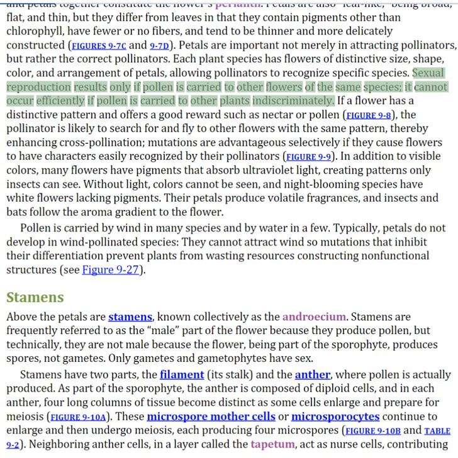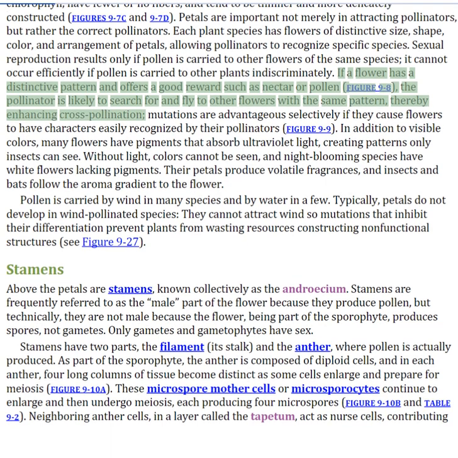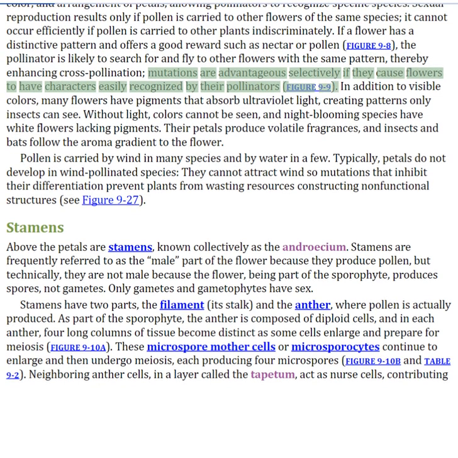Sexual reproduction results only if pollen is carried to other flowers of the same species. It cannot occur efficiently if pollen is carried to other plants indiscriminately. If a flower has a distinctive pattern and offers a good reward such as nectar or pollen, the pollinator is likely to search for and fly to other flowers with the same pattern, thereby enhancing cross-pollination. Mutations are advantageous selectively if they cause flowers to have characters easily recognized by their pollinators.